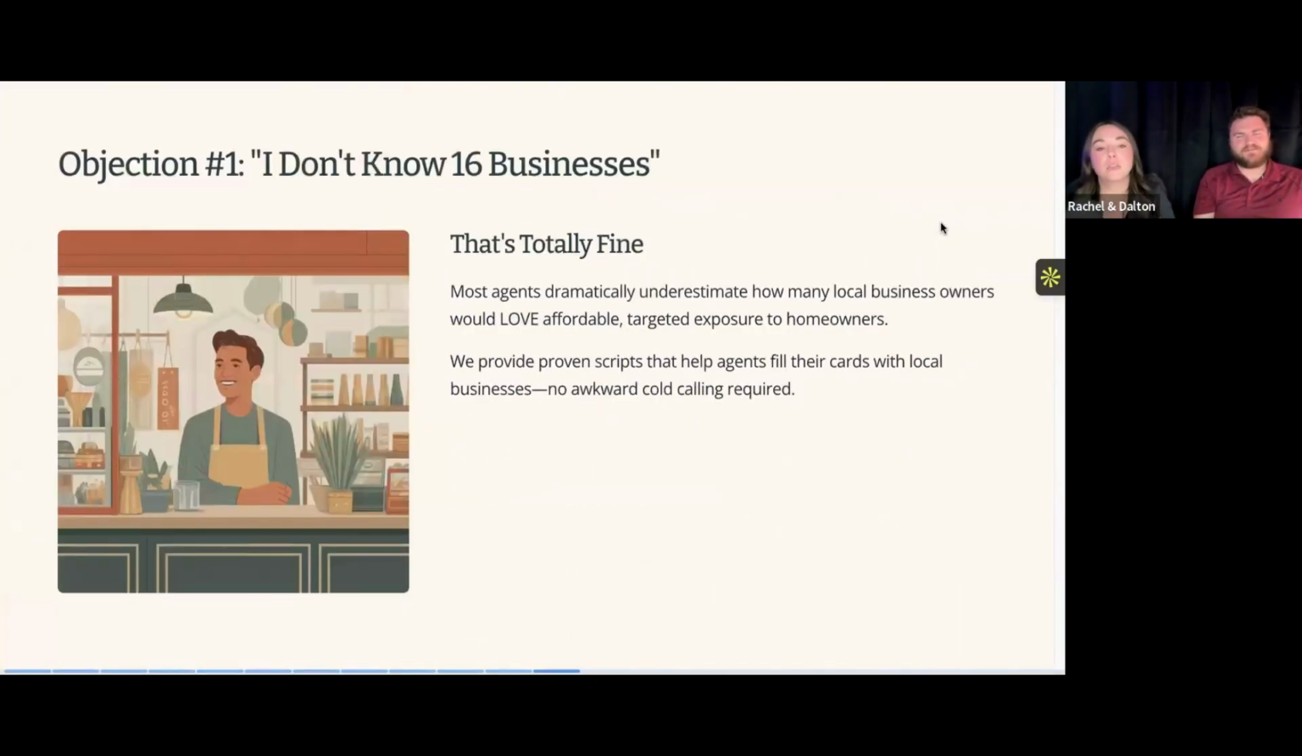Okay, so I think one of the biggest things that we hear when we're sharing this idea with people is that I don't know 16 businesses. They're not well known in their community. They might not know a lot of business owners or other people that might be interested in being on these cards. But I just want to tell you that most agents dramatically underestimate how many local business owners would love affordable, targeted exposure to homeowners.